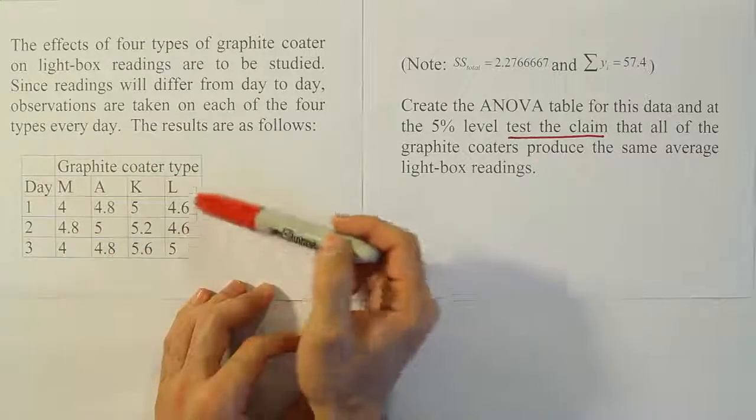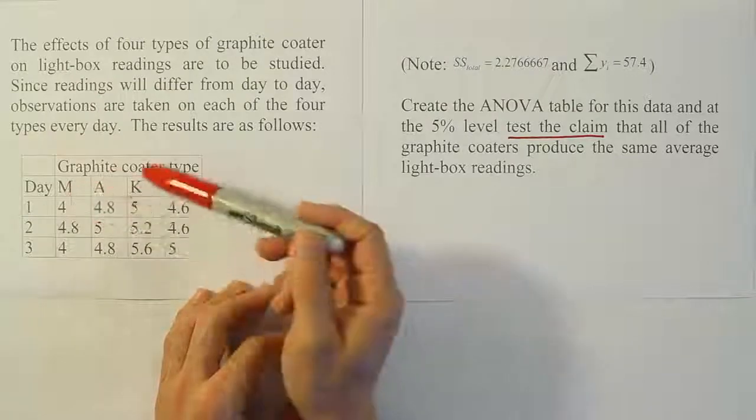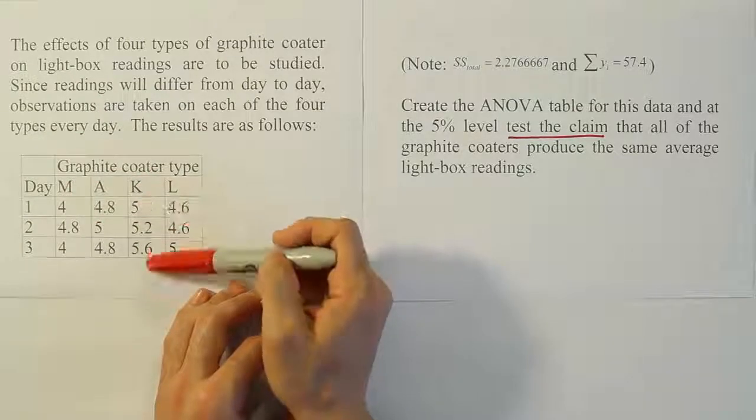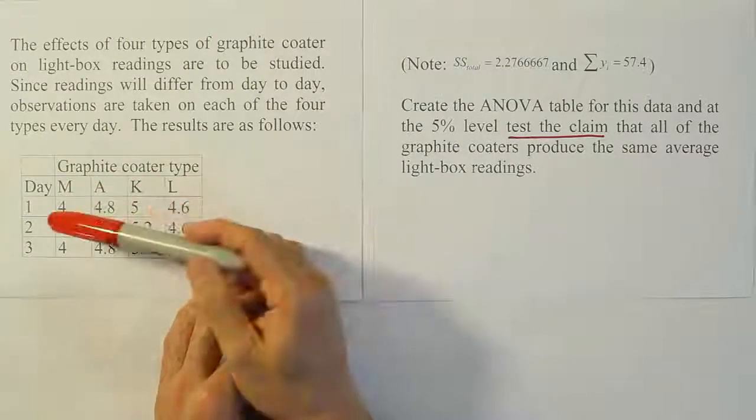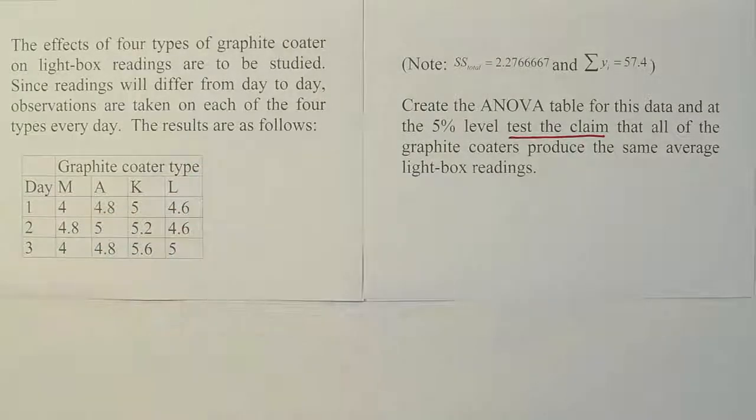Our belief in randomized block design is that those interaction effects do not exist. So that, again, as I said before, if it turns out K is the best graphite coder type, it'll be the best across all 3 days. Okay, so that's the idea. Let's go ahead and work out the problem now using the steps to do a randomized block design. The first thing we have to do is come up with a claim, of course.